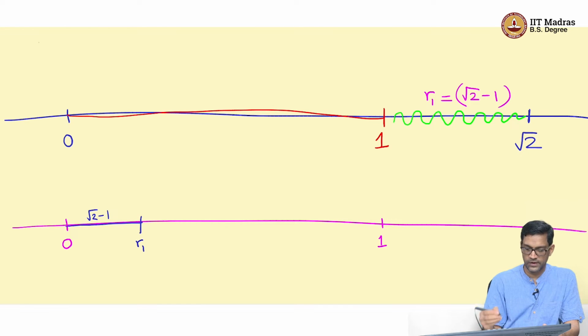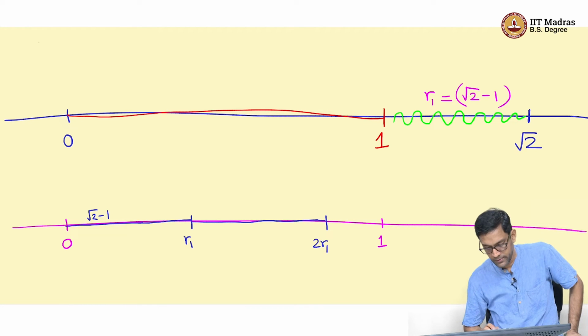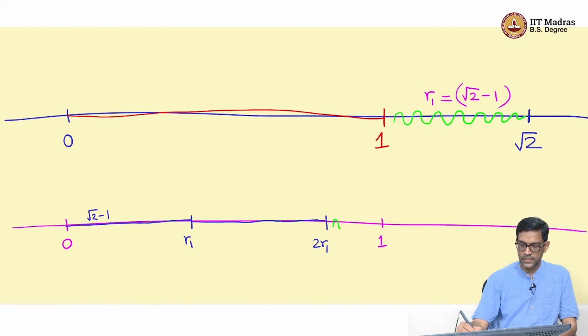So, it is roughly 0.4, and so 2 of these lengths. So, maybe I should draw it a bit better to scale. So, maybe that is 0.4, roughly 0.8. So, this is R1, 0.414, root 2 minus 1, this is 2 R1. So, it will divide twice, and again I am left with some remainder, right. So, what is that remainder? This is the second remainder R2.